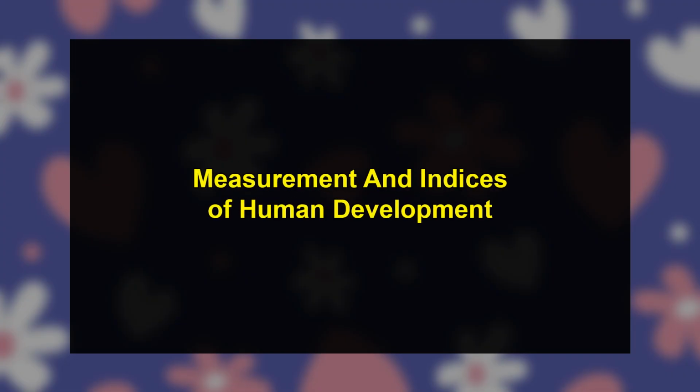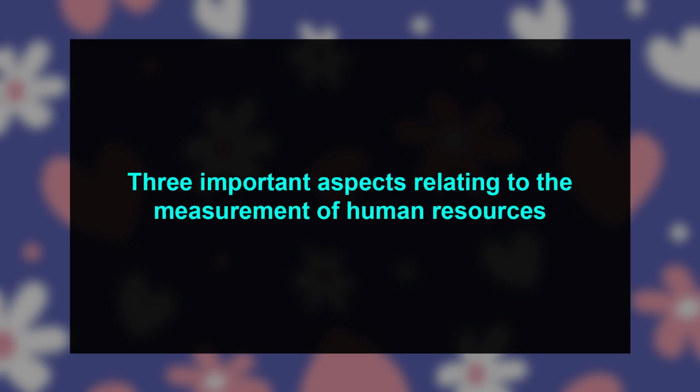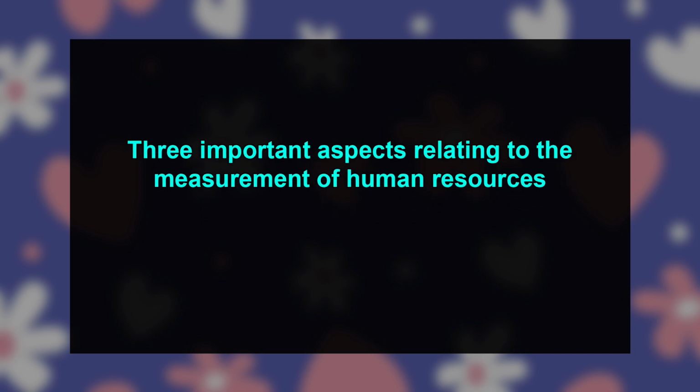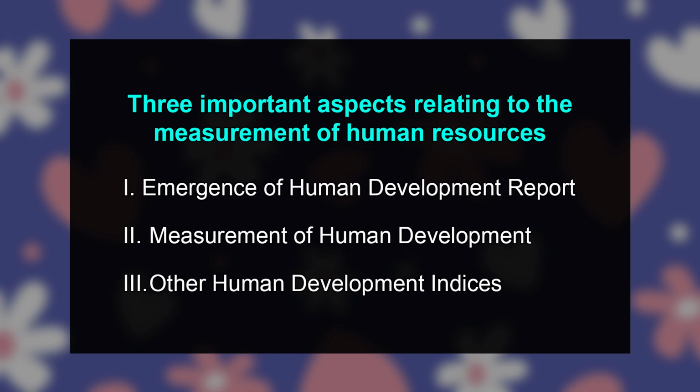For instance, if the development process does not create institutions that are supportive of people's rights, it cannot be sustainable in the long run. Now, dear students, we will discuss measurement and indices of human development. In this section, we will discuss three important aspects relating to the measurement of human resources, emergence of human development report, then measurement of human development and other human development indices.